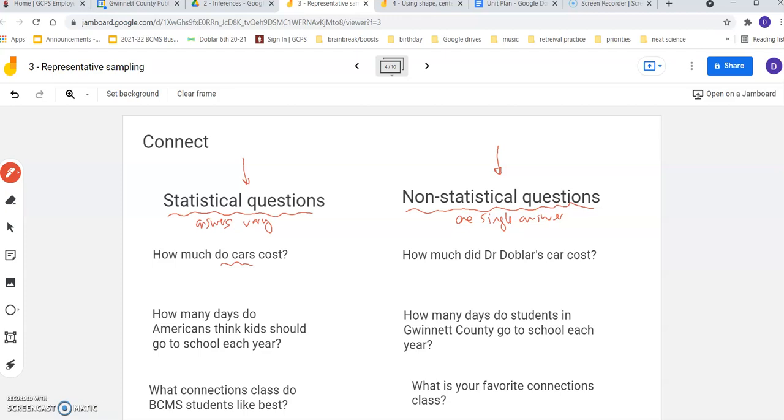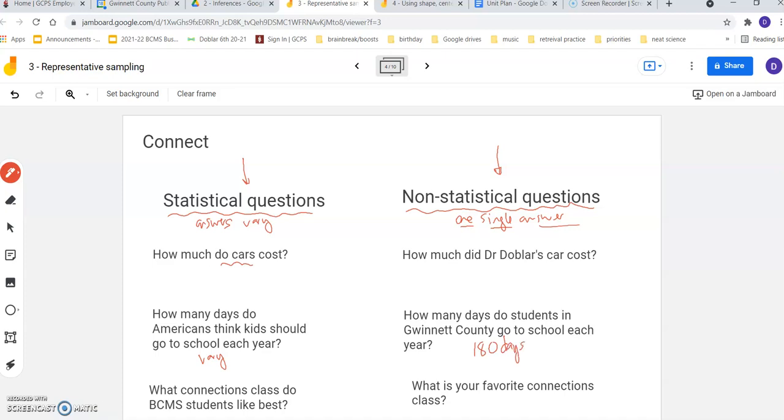So like another statistical question, how many days do Americans think kids should go to school each year? That's a statistical question because the answers would vary. Some people might say more, some people might say less. Whereas how many days do students in Gwinnett County go to school each year? That has one single answer. In Gwinnett County, you go to school 180 days, or students do.